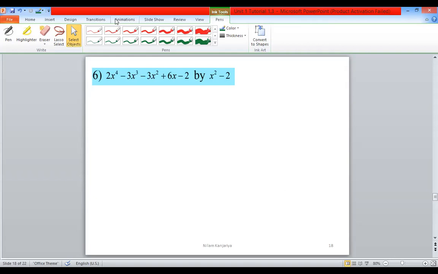So the answer is: the quotient is 2x squared minus 3x plus 1 and the remainder is 0. Kelvin, very good. Divya, you too, very good. Lulu, very good, very good.